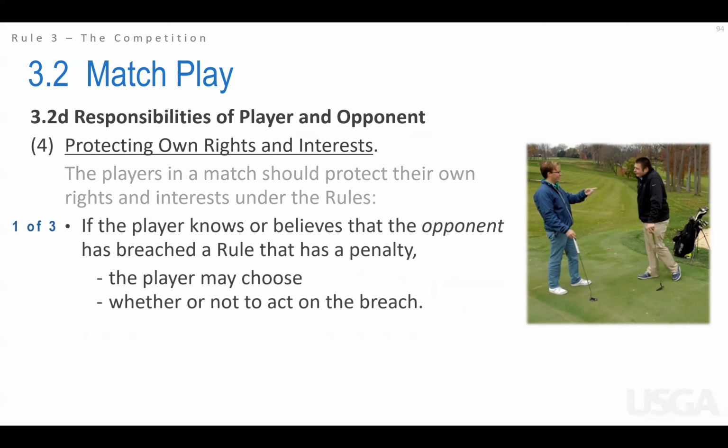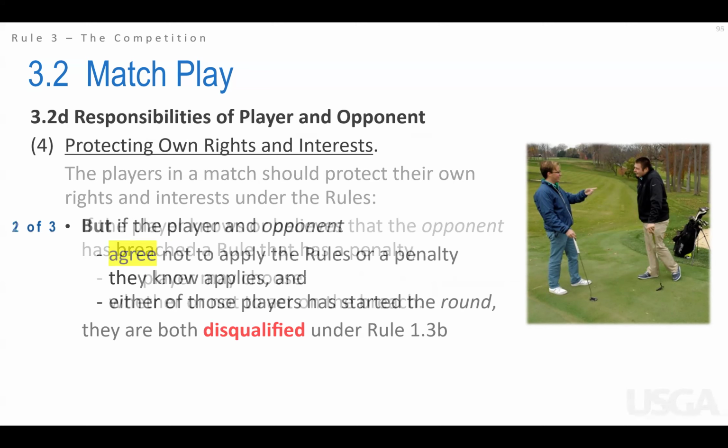And as we've seen before, we're going to protect our own rights and interests in match play. If we believe that the opponent has breached a rule or has a penalty attached to it, we can either choose to act on that breach or choose to ignore it. If we make an agreement, though, to not apply the rules the way they're written, or to waive a penalty they know applies, or to apply a penalty differently, and either of the players has begun the round with this agreement in place, both players are going to be disqualified in this case.